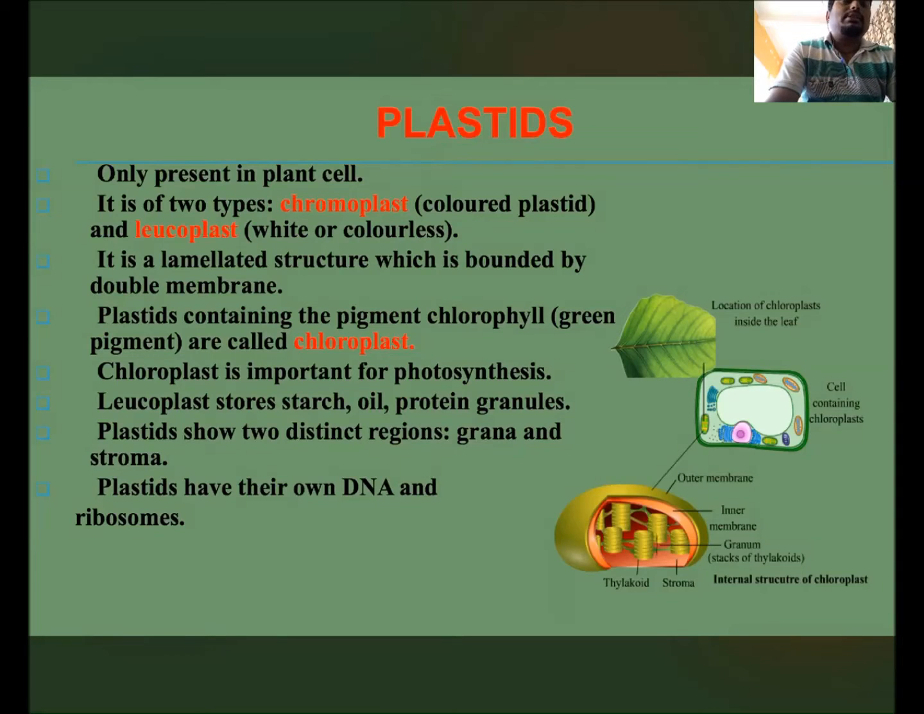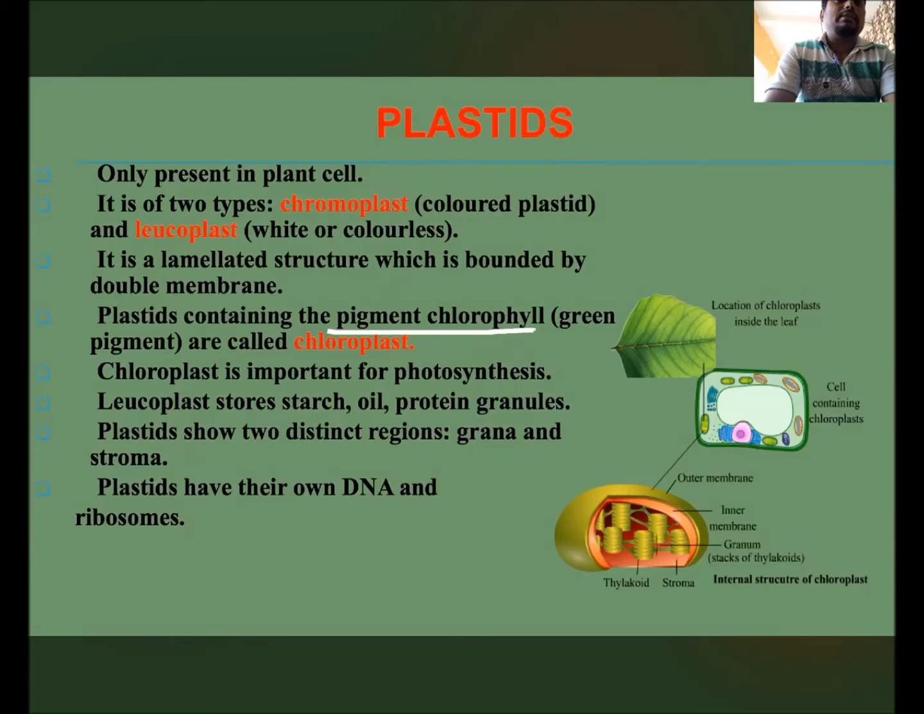This is a lamellated structure which is bounded by a double membrane. As mitochondria was also a double membranous structure, this is also a two membranous structure, outer membrane and inner membrane. You can see inner membrane and outer membrane.